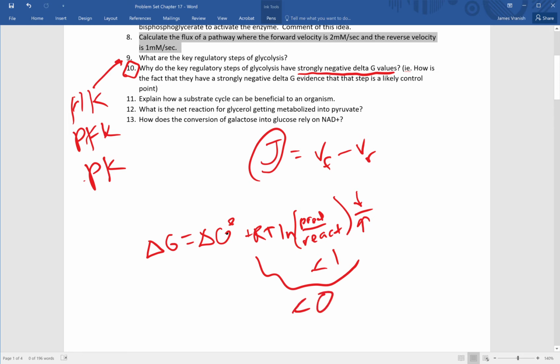So if we have a negative portion here, that's going to tend to reduce delta G and make delta G more negative. Any of our steps that have a strongly negative delta G, that's pretty good evidence that the reactants are building up in the reaction. As a result, that is evidence that this is a slow step of the pathway and a likely control point. Moving on to question number 11.